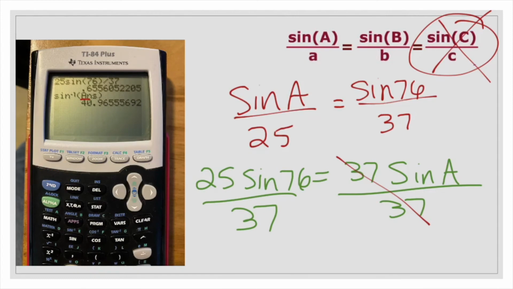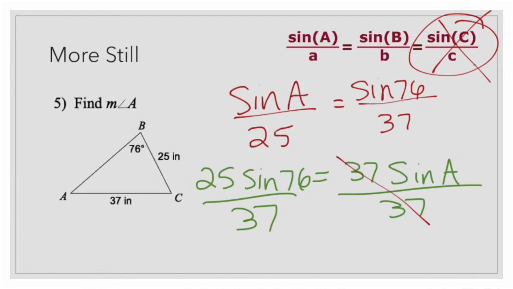And it put that answer in there. So when I was done, I got 40.9. So my answer is 41, because the 9 rounds that 40 up to 41, because they want us to round to the nearest degree. Our answer, notice we do have inches there, but we're not looking for the side, we're looking for the angle. So our unit is the degrees.